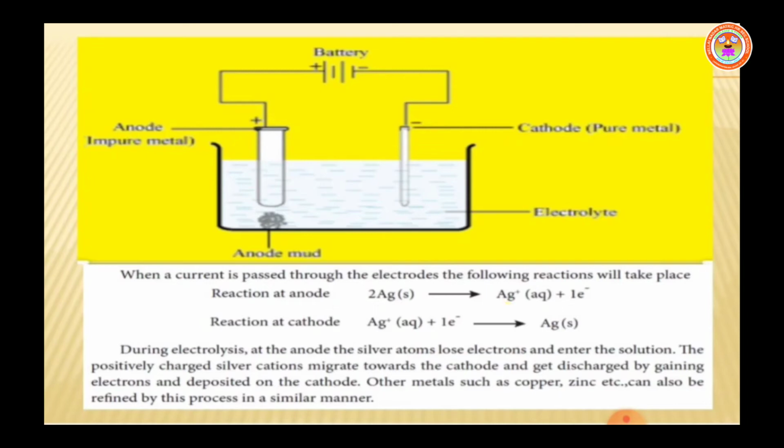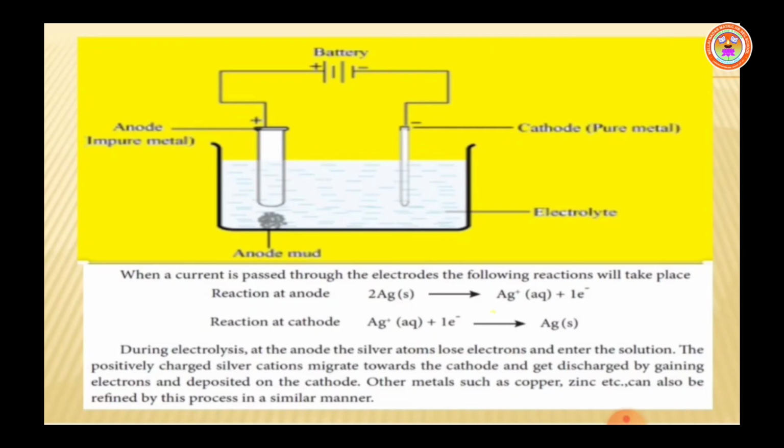So now we can see the reaction taking place at anode and at cathode. Reaction at anode. We know at anode, oxidation reaction will take place. So the pure silver from the anode is dissolved into the solution as Ag+ ion by the loss of one electron. Ag only, not 2Ag. Ag gives Ag+ ion plus 1 electron. So this is the reaction taking place at the anode.